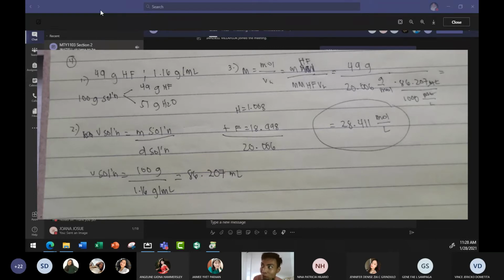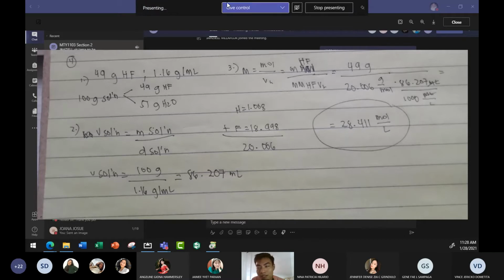So, hindi ko makita eh. Labo mata ko. Nandun yung screen eh, sa kabila. Okay? So, that's our answer. Hopefully, you got the correct answer then for others.